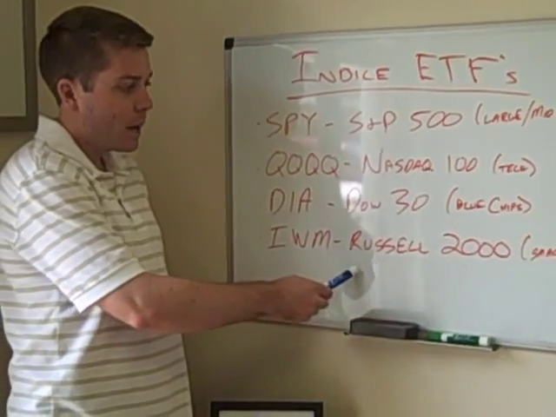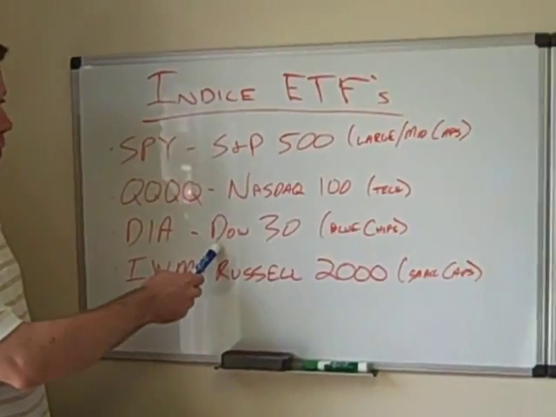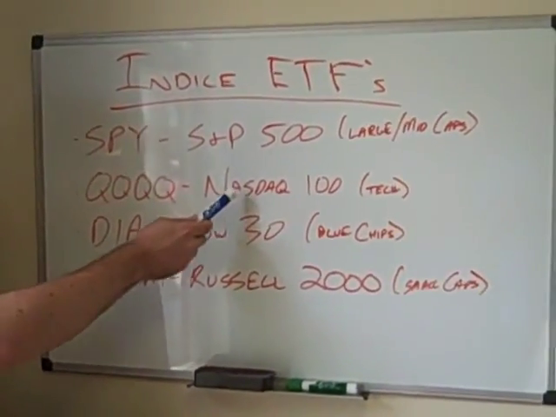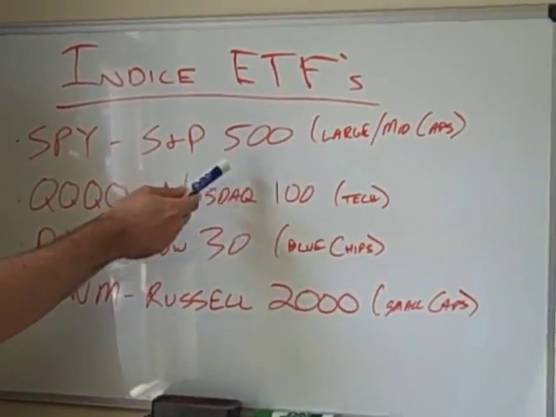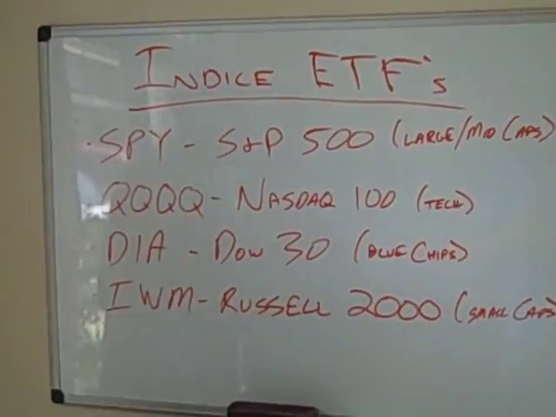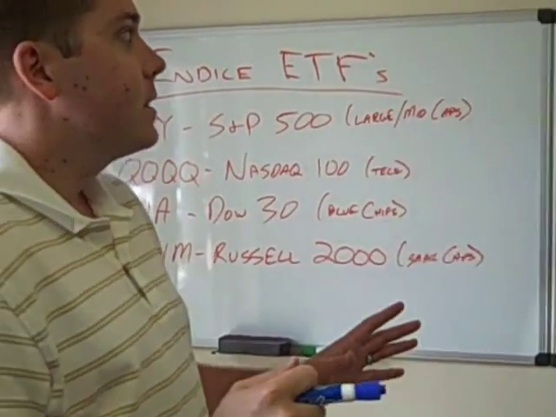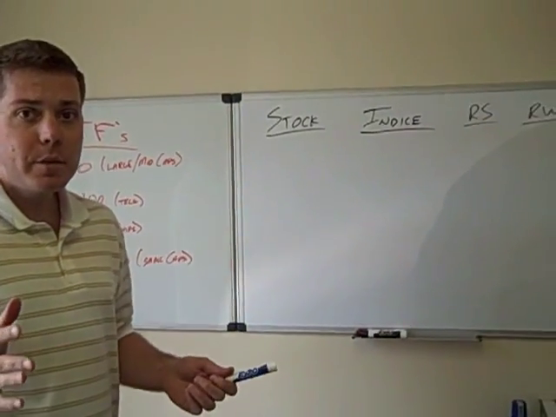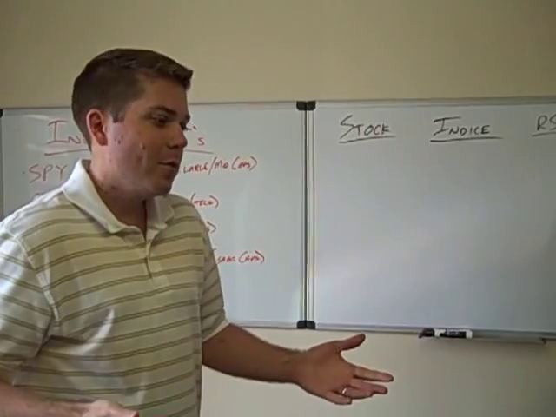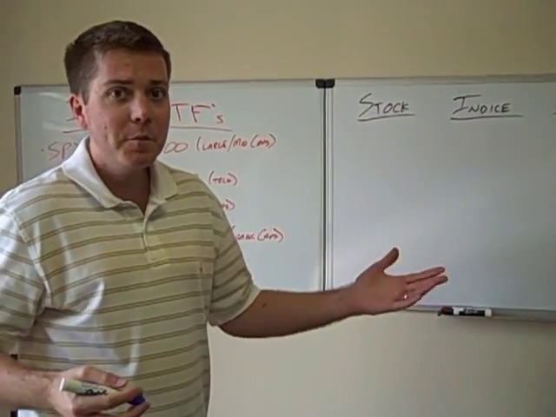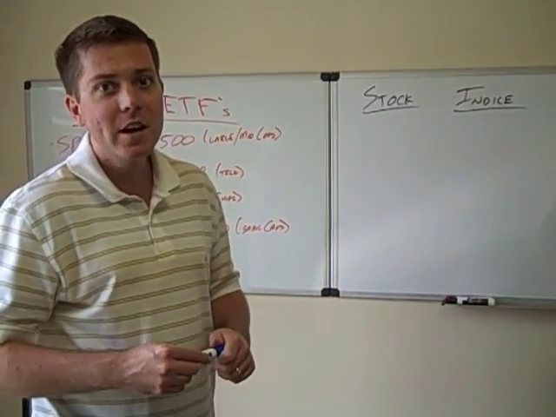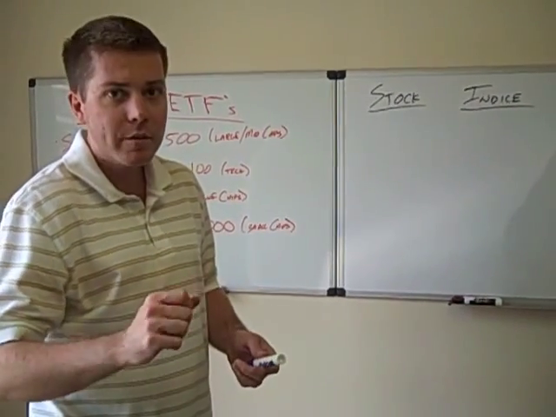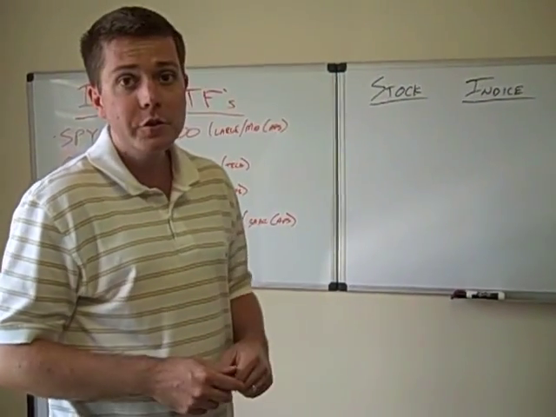If you're looking at small caps, you want to look at the Russell. If you're looking at the blue chips, you want to look at the Dow. For tech, NASDAQ, QQ, and for large and mid caps, SPY. So here's what I like to do. I make myself an Excel sheet, or I just write it down on a piece of paper. I'm more of a pen and paper guy than an Excel guy when it comes to trading, because I can reference it easier without having to switch screens and go away from my trading screen.